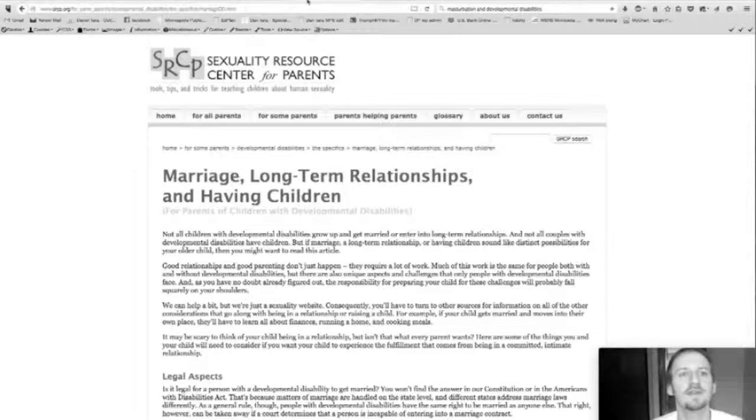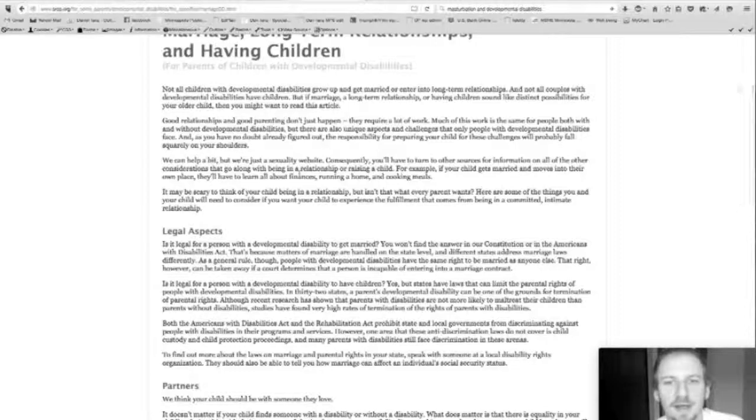And finally, from the same website, Sexuality Resource Center for Parents, I have an article, Marriage, Long-Term Relationships, and Having Children for Parents of Children with Developmental Disabilities. It says, not all children with developmental disabilities grow up and get married or enter into long-term relationships, and not all couples with developmental disabilities have children, but if marriage, a long-term relationship, or having children sound like distinct possibilities for your older child, then you might want to read this article. I did read this article. It had some kind of interesting things to think about that might come up.